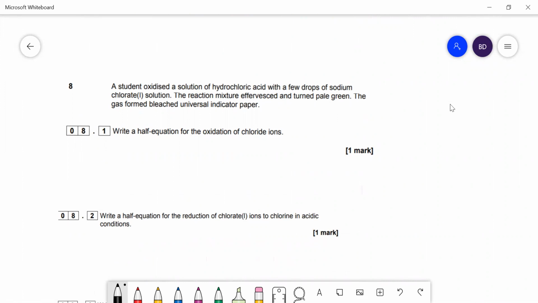Okay, so the chloride ions are out in our HCl. Now, you've got a pale green gas in solution, and the gas would be pale green, and it will bleach universal indicator paper. That's chlorine gas. You should know that. So you've got chlorine gas. So we've got to balance by putting a 2 there. No oxygens or hydrogens to worry about, but we do need to balance the charges by putting 2 electrons in there. That's our half equation there.